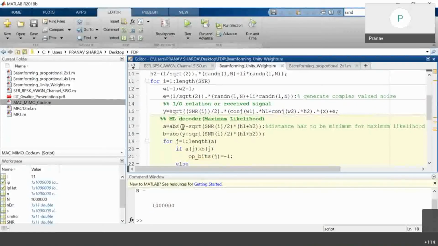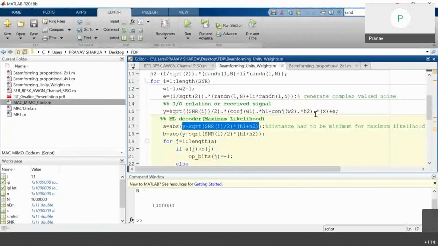And this is the detector which Professor Bhatnagar discussed, which we have written here again in MATLAB. What it will do is find the distance between the received signal and the transmitted symbol. This ABS will take the modulus. So this inner part is written from here. Say if x equal to 1, you will get y minus square root of this thing. So that same thing has been written here.